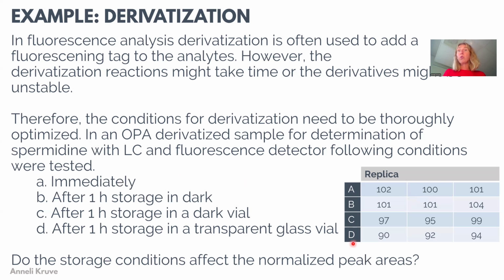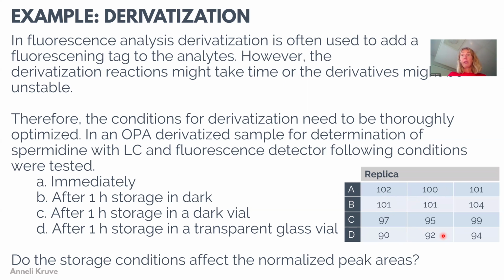So the different rows, we have 3 replicates. And then the peak areas are given here, which have also been normalized over all of the measurements so that the mean would be 100.